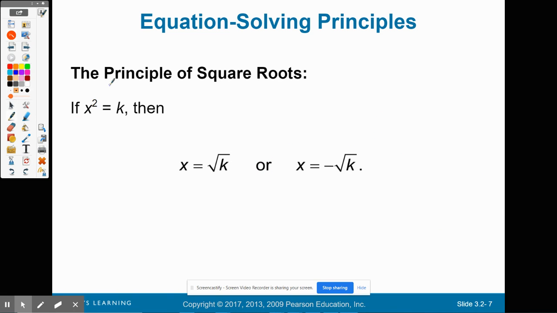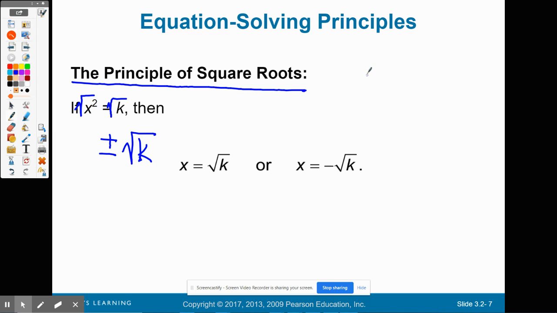The principle of square roots tells you that if x squared is a number k, then you can get x by itself by taking the square root. Unfortunately, kids forget that when you take the square root of both sides, it's the plus or minus square root of k. So this allows us to get x by itself.